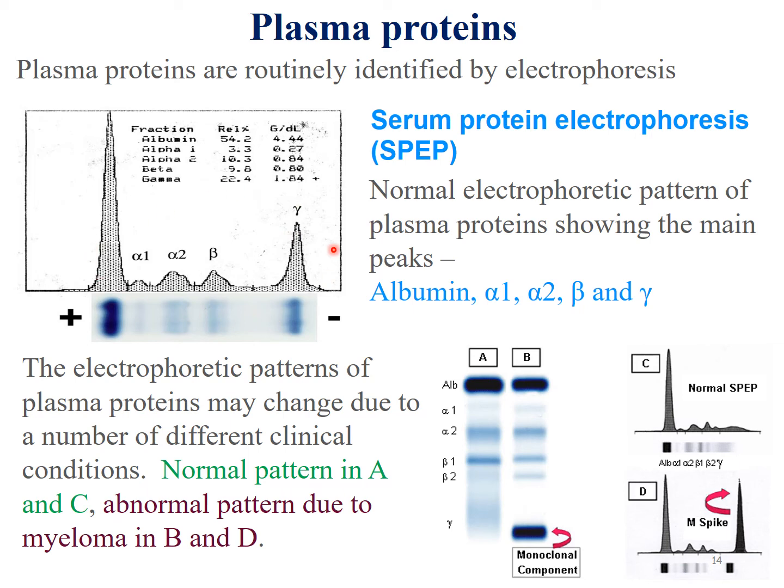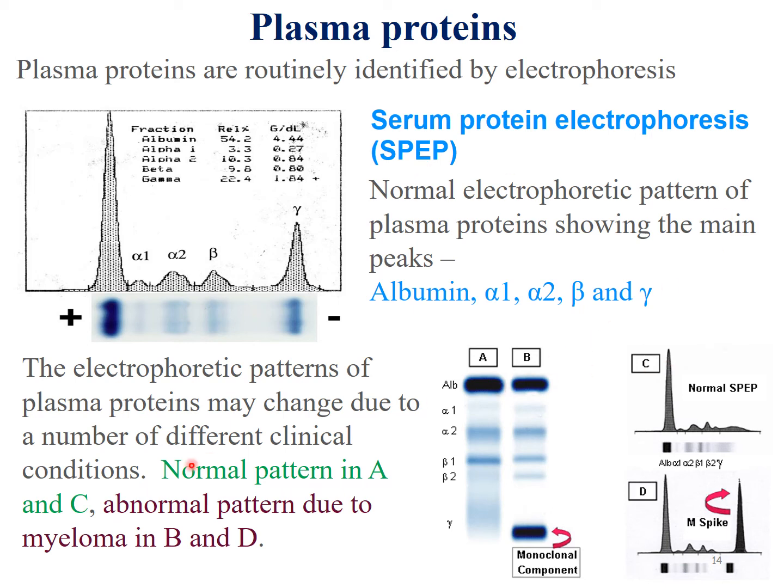Now my question is, where are the subunits of fibrinogen? Well, they are too faint to be seen, so you can't really see them in this SPEP profile. So showing here A and C, these are the normal patterns of the SPEP, so we can use them as references.